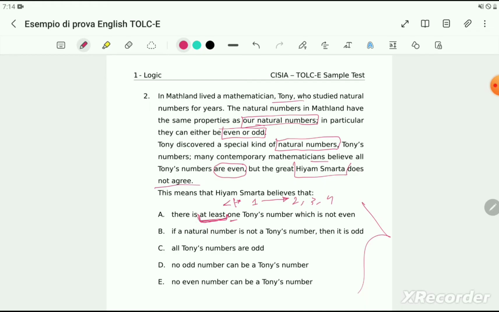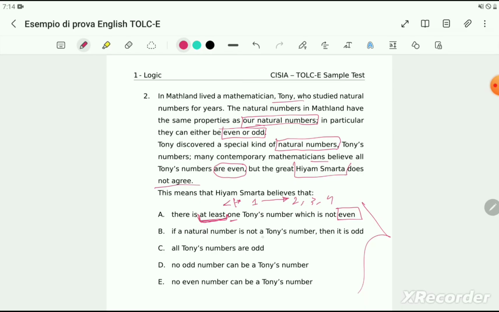So there is at least one Tony's number which is not even. It could be that Hayam Smarta believes at least one number, or maybe more, is not even. So it could be the answer. Let's proceed, then we can decide which is not.